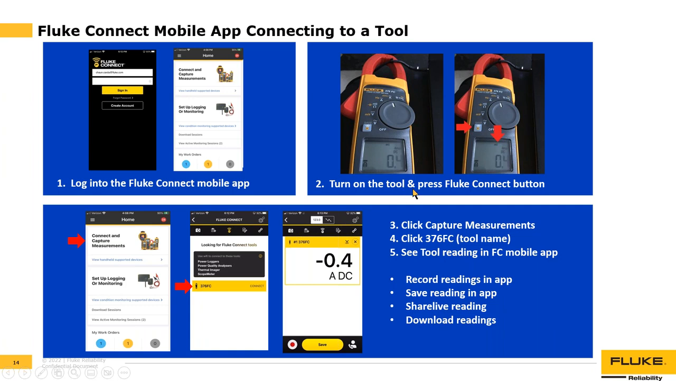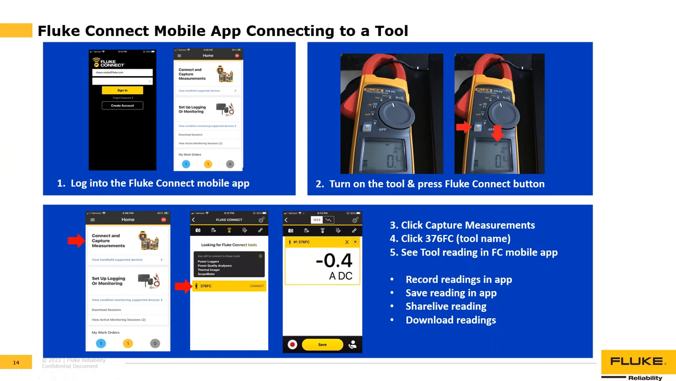The second step in the process is to pick up your tool, turn on the tool, and press the Fluke Connect button. This is what the Fluke Connect button looks like. So you'll see the little Fluke logo, the Fluke Connect icon logo with the little fan above it. And once you press that button on the tool display, you'll see a similar looking logo.